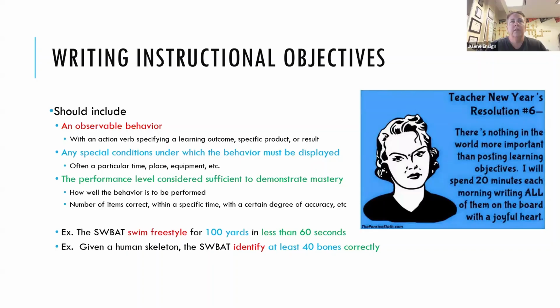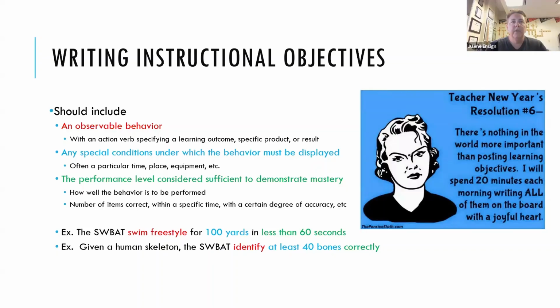Okay, so you can see the observable behavior is the freestyle stroke in swimming. Special conditions are the length that we want the student to be able to swim. And then the performance level is 60 seconds or less.